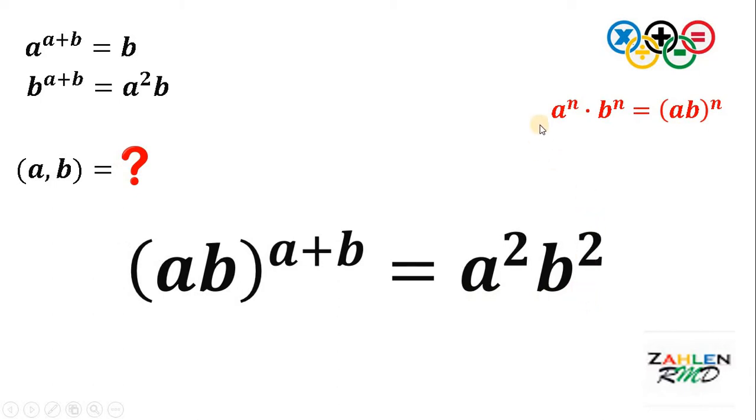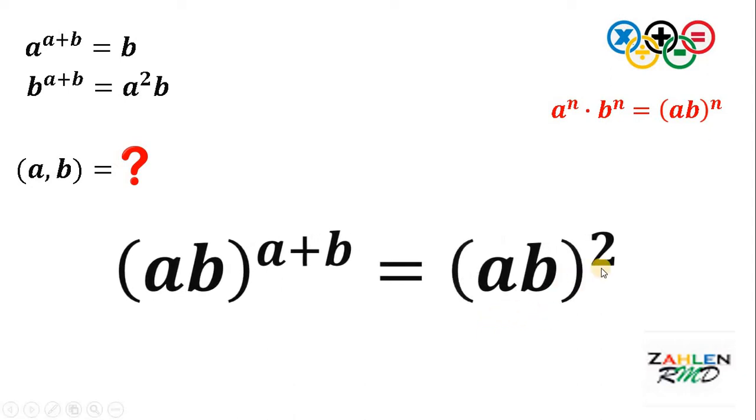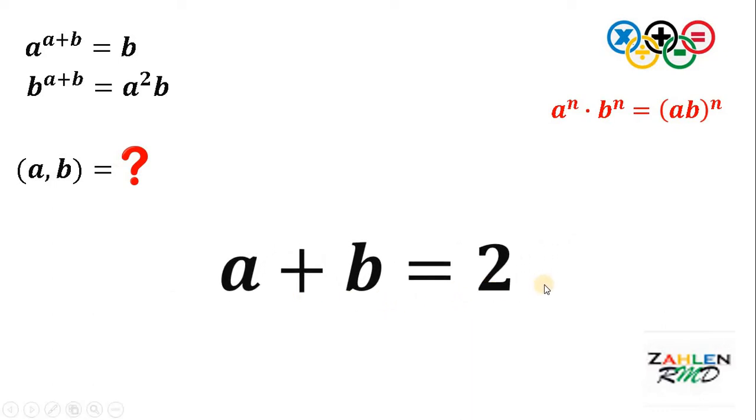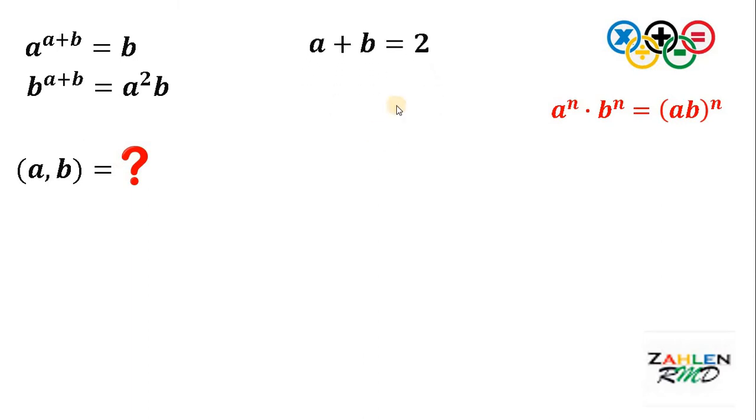Now again, we will use this law of exponent. It follows that on the right hand side, we have ab raised to 2. Now since we have the same base, it follows that their exponent must be the same. Therefore, we can say that a plus b equals 2. Now keep in mind that a plus b equals 2.